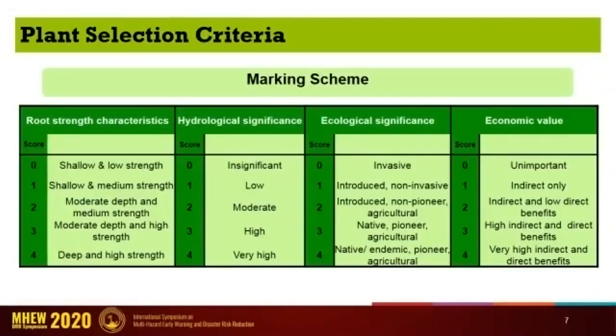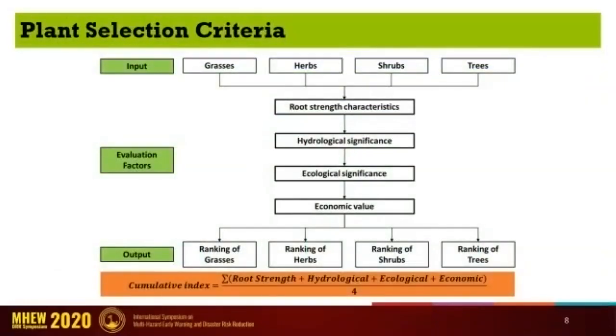A marking scheme was compiled to evaluate different plant species categories: grasses, herbs, shrubs, and trees, and rank them according to their suitability for nature-based landslide risk management. Each factor was given marks based on a scale of 4. This table presents the marks given for different categories under each factor. This diagram describes the proposed plant selection criteria.